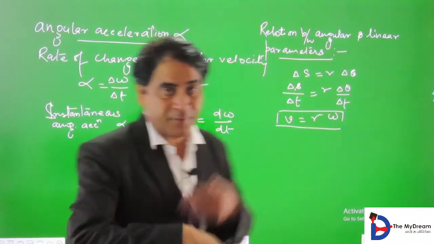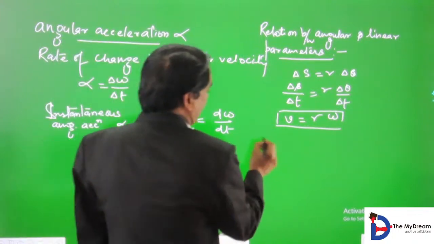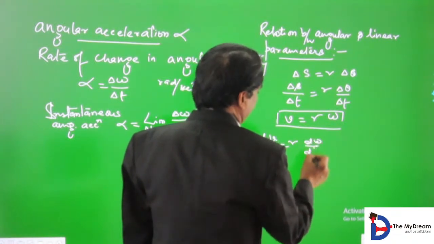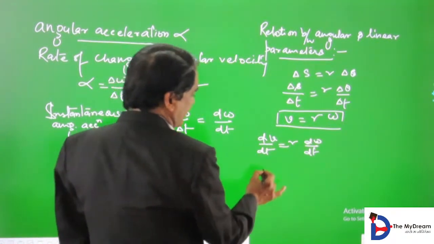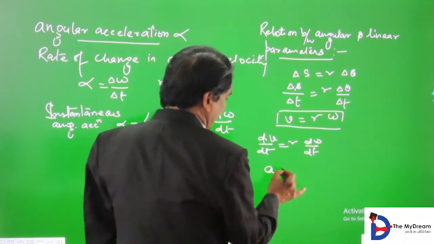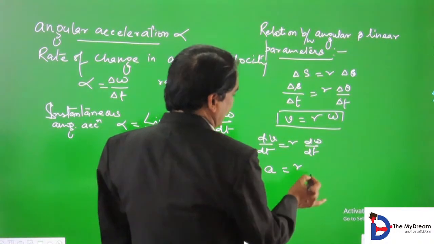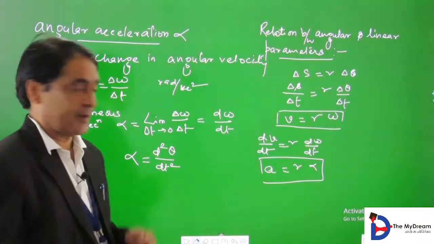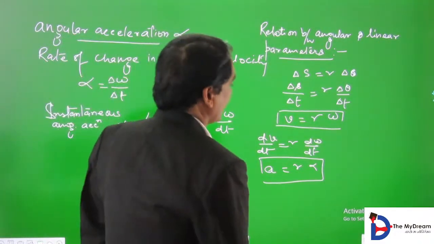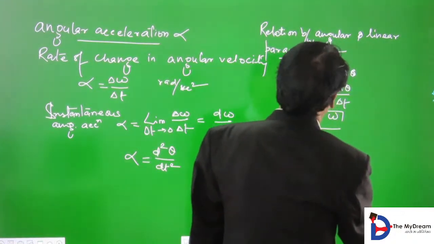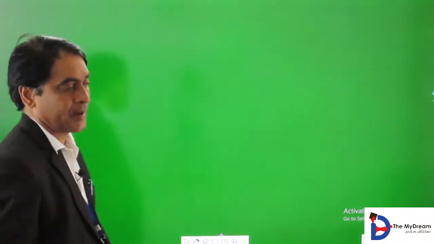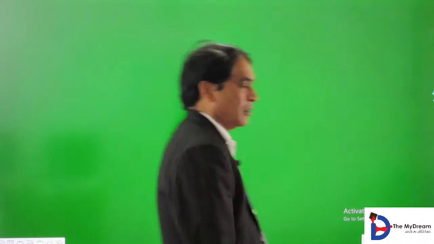If we differentiate again, dv by dt equals r d omega by dt, and the rate of change in velocity gives linear acceleration, or you can say tangential acceleration. This is about the angular and the linear parameters.